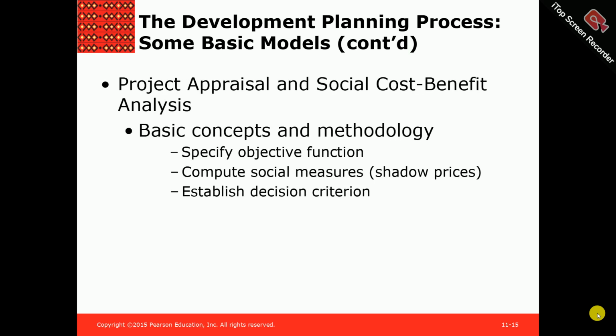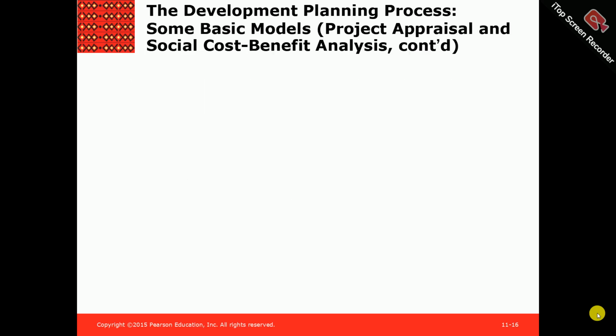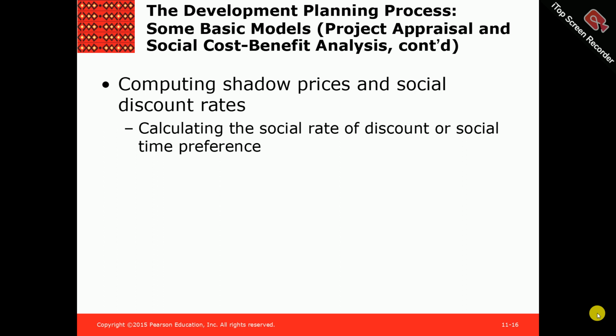Project appraisal and social cost benefit analysis: the basic concepts and methodology are that we specify an objective function, then we compute social measures like shadow prices, and then we establish decision criteria whether we should embark on the project or whether we should leave the project. Then computing shadow prices and social discounting rates. These are a little bit difficult, but calculating the social rate of discount and social time preference needs to be done.